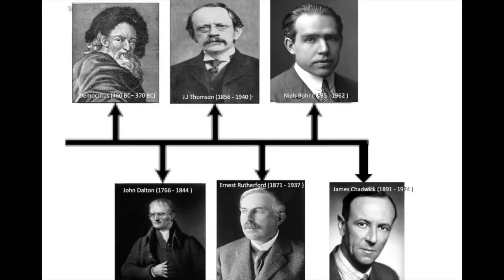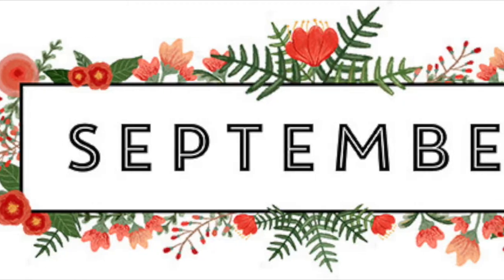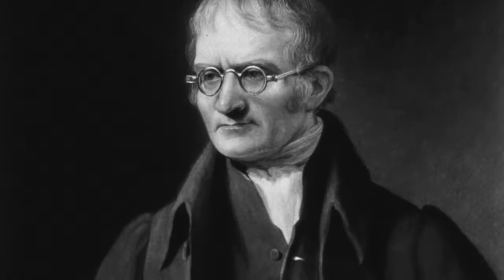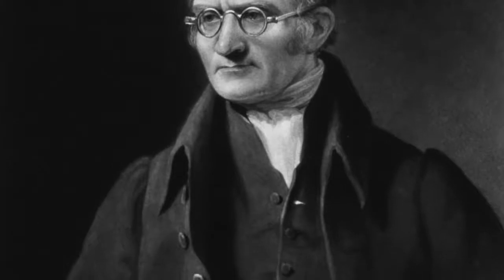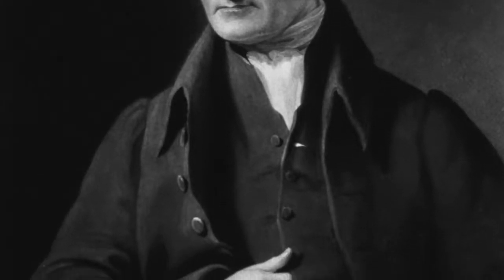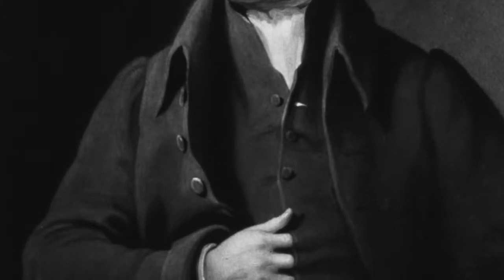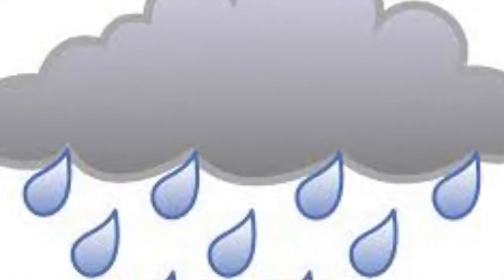So the next person we're going to talk about is John Dalton. John Dalton was born on the 6th of September 1766 in the United Kingdom. John Dalton was a schoolmaster who was a self-taught guy. He had a big contribution towards the theory of atoms, and it all started with clouds and rain.